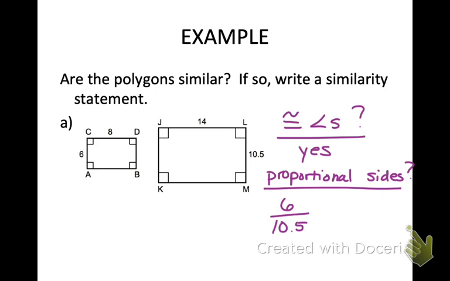Usually, if you're not told which one is the new one, just work left to right, so original to new. So 6 over 10.5, and now let's compare it to the larger ratio. Is that the same as 8 over 14? There are multiple ways you can check this. You could literally take 6 and divide it by 10.5 on your calculator and get a decimal. What is that? Someone do it. 6 divided by 10.5.